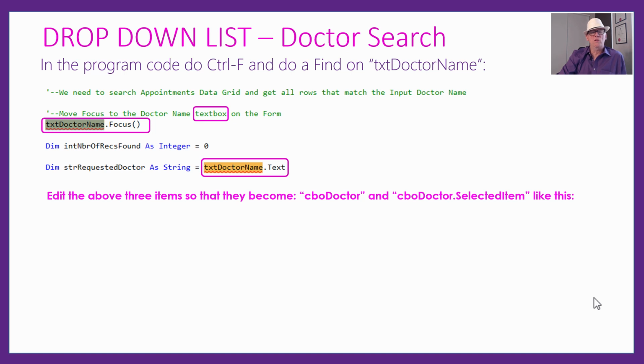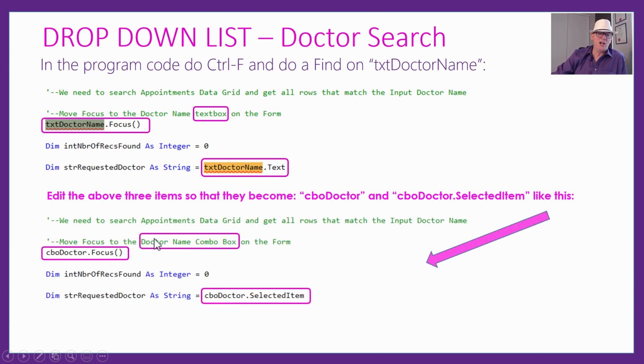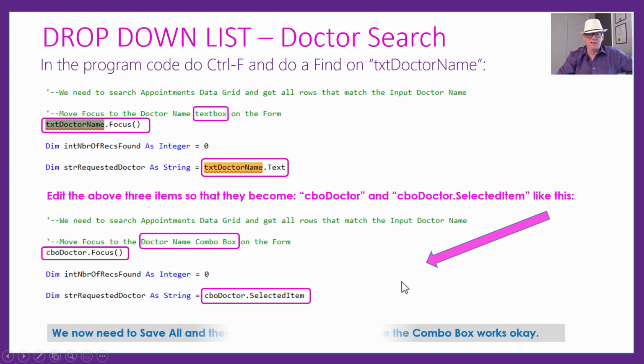So in the program code, if we do Control F for find and find txt doctor name, we find this where we're setting the focus. So we just need to change that to the combo box one, change this to say combo box, change that one there, and then we'll be good to go. So all of this txt doctor stuff we're going to change to CBO doctor. So it'll look like this when it's changed. Doctor name combo box in the comments, the documentation for the code, CBO.Doctor.focus, so we want to focus in on that combo box, and CBO.Doctor.selected item instead of txt doctor name.text, we use CBO.Doctor selected item.